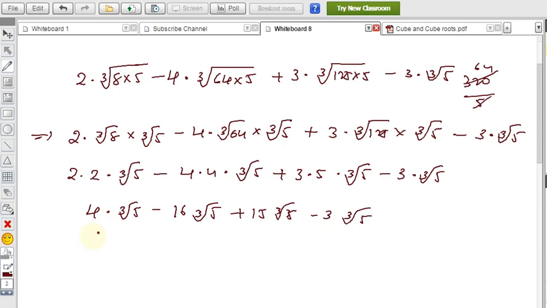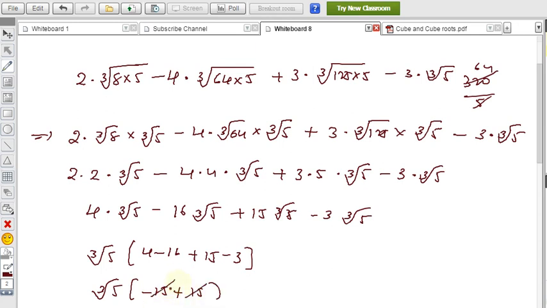Cube root of 5, if you take common, 4 minus 16 plus 15 minus 3. 4 minus 16 is minus 12. Minus 12 minus 3 is minus 15, and plus 15. Both get cancelled, 0. Cube root of 5 into 0 is equal to 0.